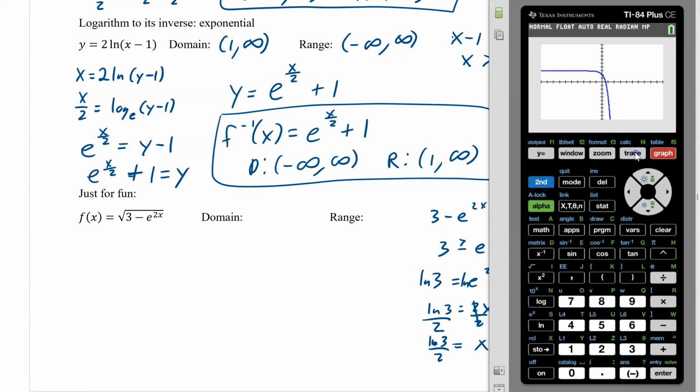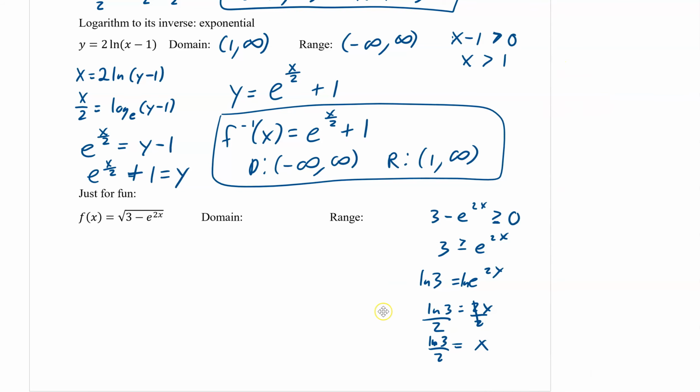Now let's verify our number. So if I hit trace, ln of 3 divided by 2, you'll see it says 0. So that is perfect. So it is bigger than 0 from negative infinity to here, and it is less than 0 from here on out. So we want from negative infinity to that number. That is our domain: negative infinity to the natural log of 3 over 2.